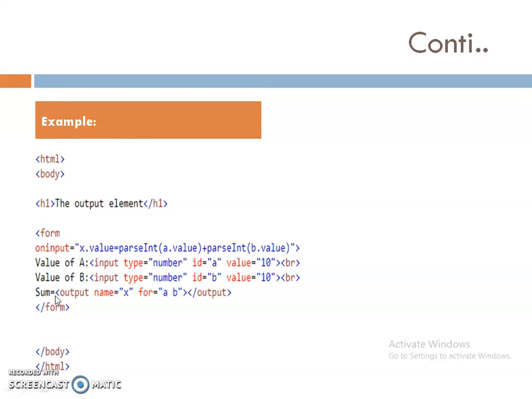Sum is equal to is my label name, and here I am performing the output, meaning X is equal to A plus B. So my output name is equal to X, and for which values am I performing this output? A and B, so for is equal to A and B. The form tag is closed, the body tag is closed, and finally we are closing the HTML document. We will get output like this.